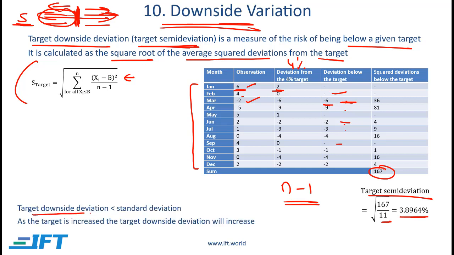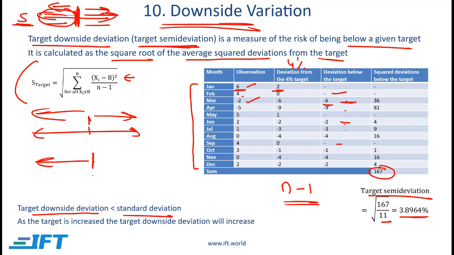The target downside deviation will be less than the standard deviation, and the reason is fairly obvious. With standard deviation, we are looking at numbers on both sides of the mean, whereas with target downside deviation, we are only focused on numbers that are below the target value. We are not worrying about numbers over here. Therefore, by definition, the deviation will be lower. So you need to remember this.